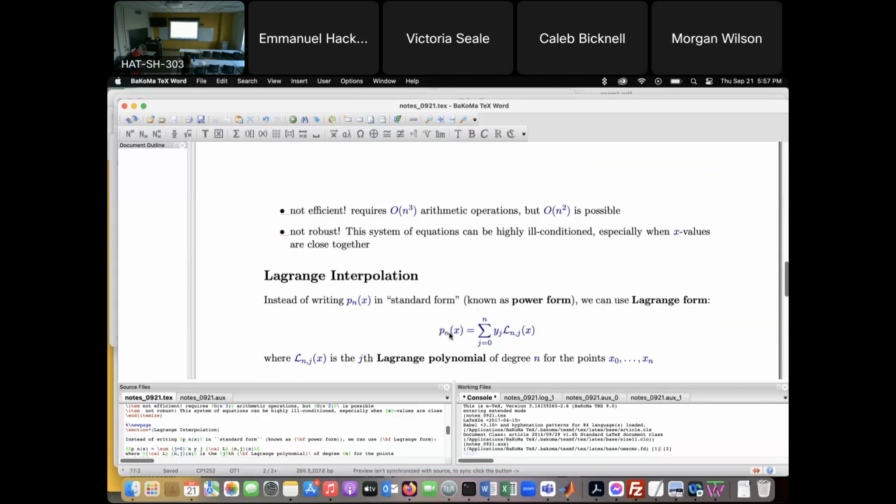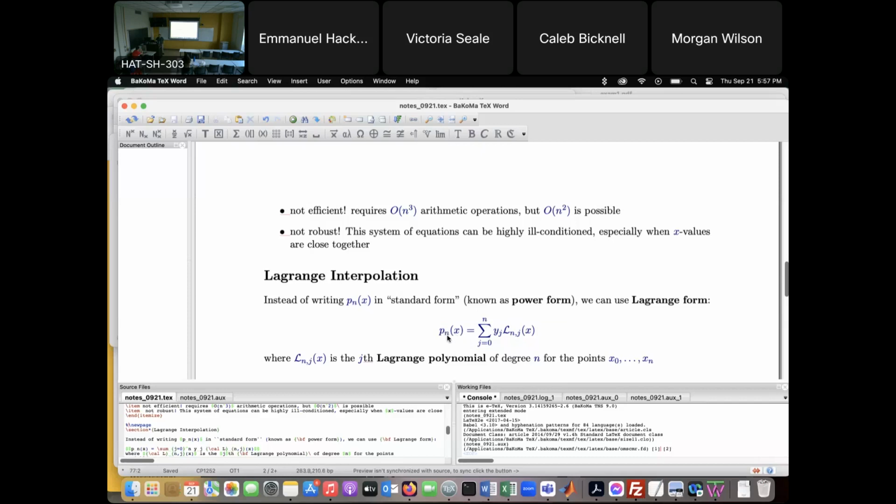Same polynomial, because remember, I mentioned earlier that system, as awful as it is, is invertible. That means the interpolating polynomial is unique. So I've already shown you one way to compute it. We'll see two more. All three approaches will generate the same polynomial.